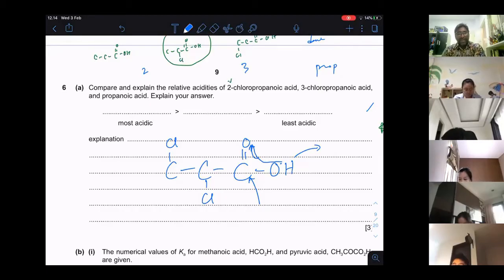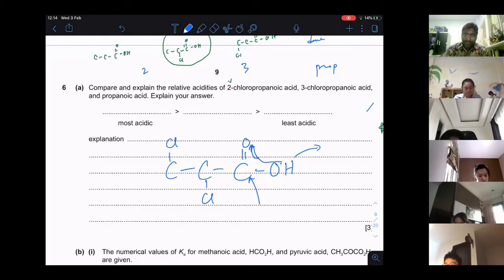But if you can make the bond even weaker, what we can do is add an electron withdrawing group. It depends on the position. If you add them closer, then the electron withdrawing ability will be more. If you add them further, then there is going to be less electron withdrawing effect. So in this case, if you just have propanoic acid without chlorine over there, then of course it's going to be the least acidic.